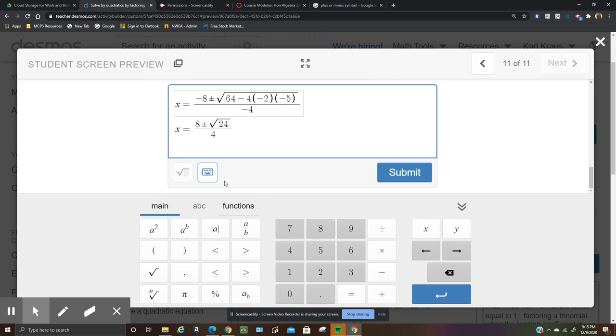All right, so that's solving by factoring and the quadratic formula. We're not going to get through all these tomorrow, so we'll probably do just the factoring tomorrow and then the quadratic formula next time we meet.